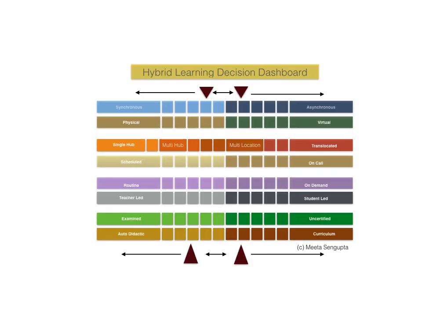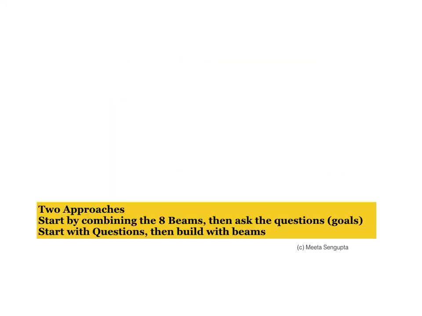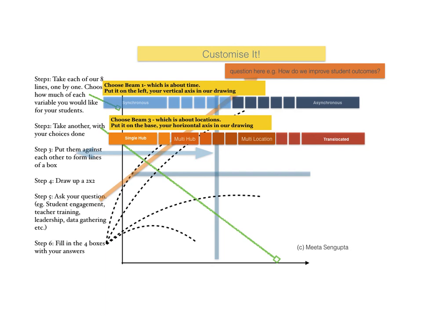So finally, in summary, this is what our decision dashboard is going to look like. With all our decisions over here, you just put in your markers, you mark in your X somewhere along this. There are two approaches. I'm winding up now, summarizing it. There are two ways you can approach the grid. One, you can first start by combining the eight beams and then ask the questions. Or you can start with the questions and then build with the beams. We have gone through both approaches so far.